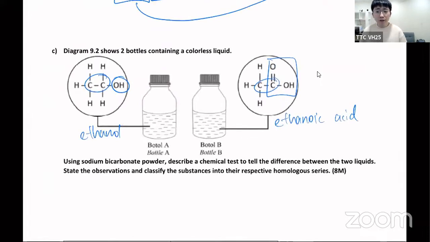Okay, now using sodium bicarbonate powder. Guys, what is sodium bicarbonate? Something that you guys actually don't see every day, right? But technically, sodium bicarbonate powder, it's a base, because it's a metal carbonate.